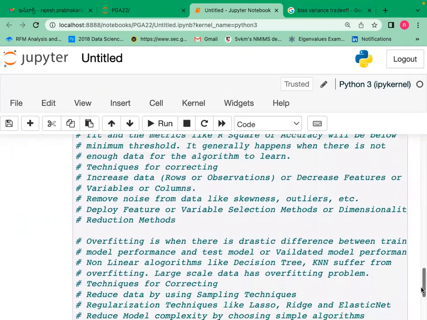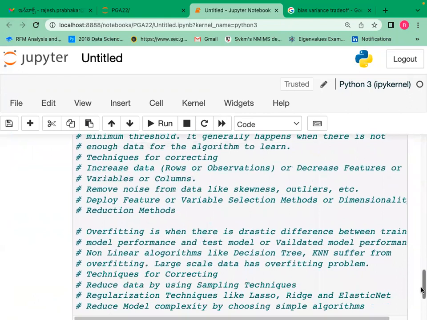Guys, any doubts in underfitting and overfitting? Yeah, we have to study the algorithms first. No, we'll do that. Online guys, any doubts?